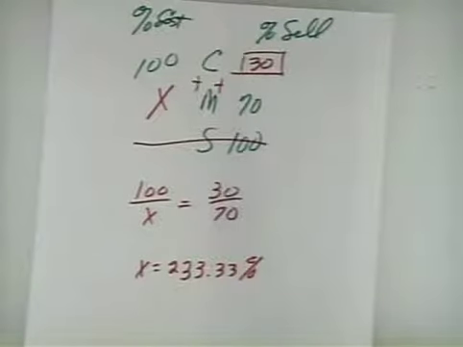Okay, one more and then we'll be finished with this section and we'll do Patrick's question. The markup on selling price is 13%. What is the markup on cost? Try it on your own. We'll get it on the screen here.